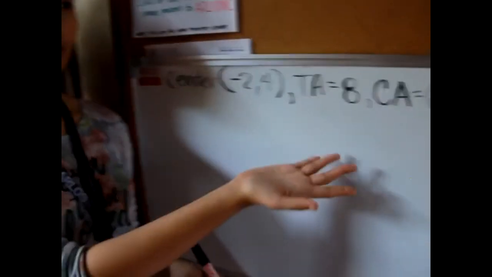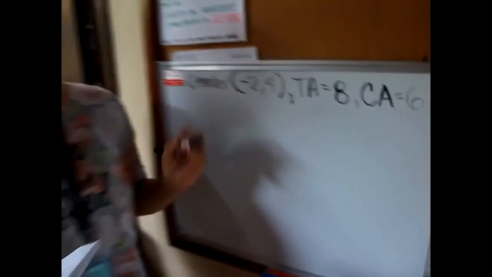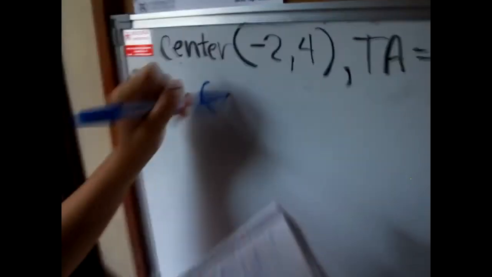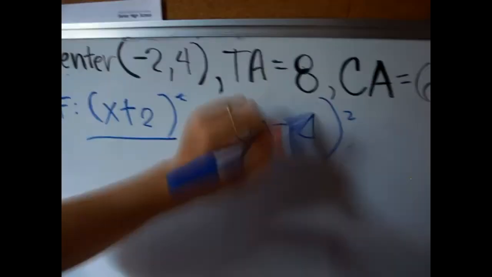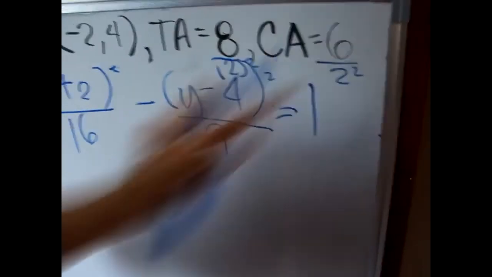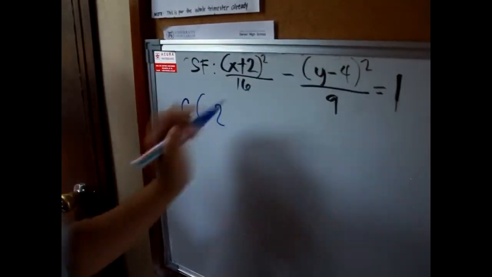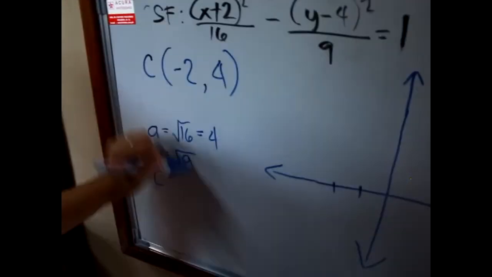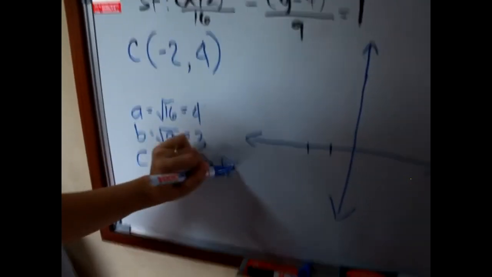Wherein the center, the transverse axis, and the conjugate axis are given, and the opening is left and right. For the standard form, we get the h and k from the center, which is negative 2 and 4. The square of half of 8 is 16 and the square of half of 6 is 9. We have now the center, so we get the values of A, B, and C. A is 4, B is 3, C is 5.